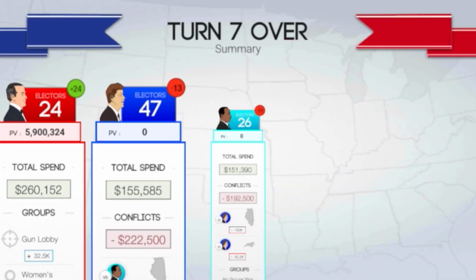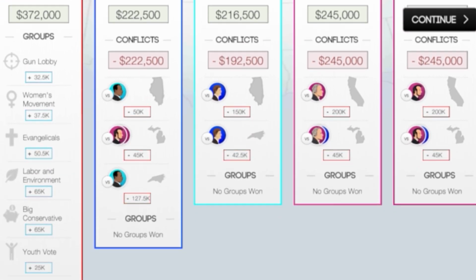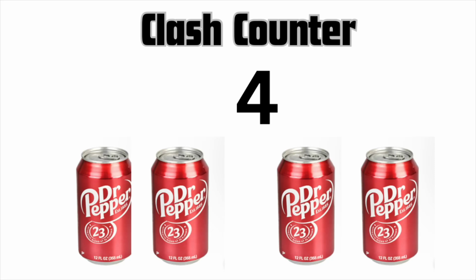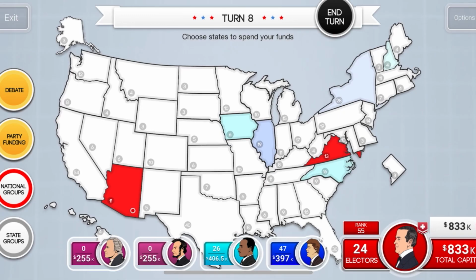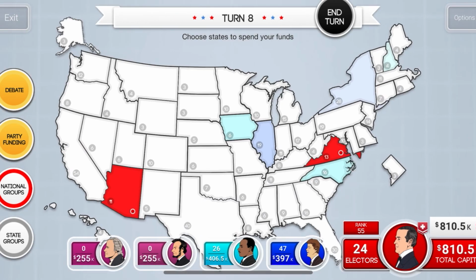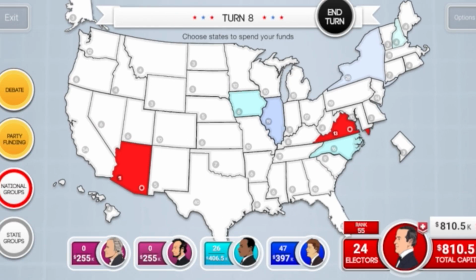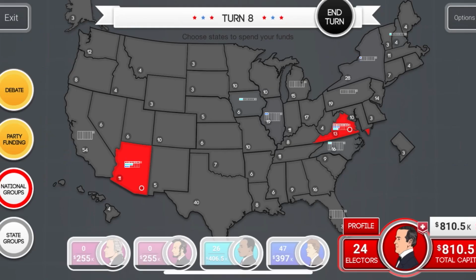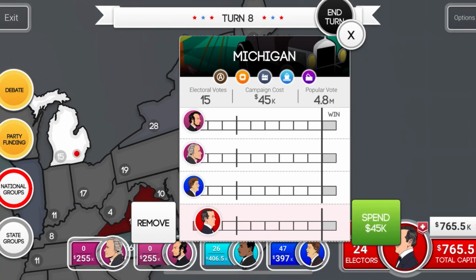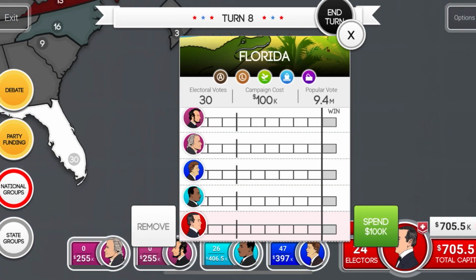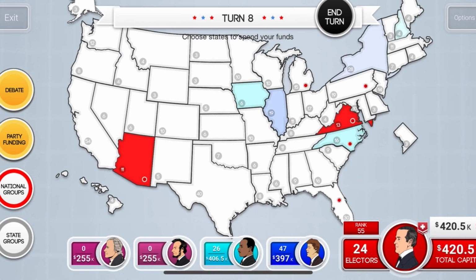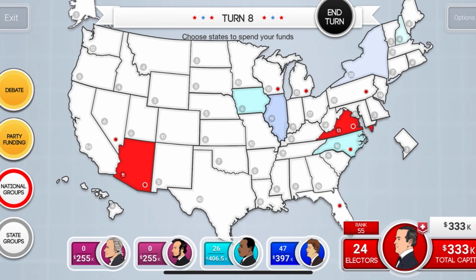Our turn 7 steals were successful, and it's time to drink up 4 more shots of Dr. Pepper. On turn number 8, I'm going to close off Virginia and Arizona. Also, I would like to go up in swing states, just checking to make sure I have a good swing state bonus, which I do.